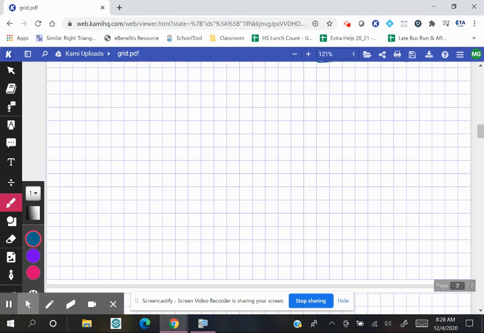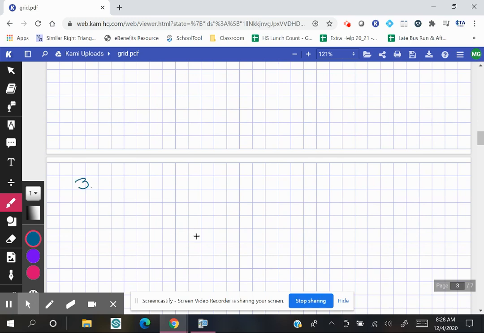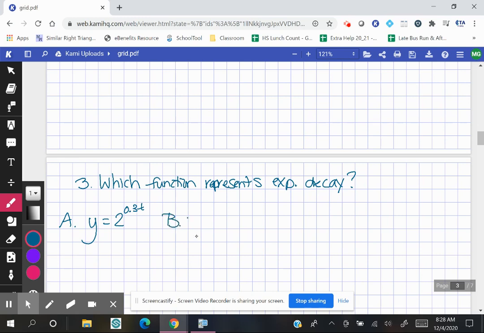Okay, and I'm going to go to the next page for this one. Which function, this is multiple choice again, represents exponential decay? And this one I'm going to give you your choices. A: y equals 2 to the 0.3t. Choice B is y equals 1.2 to the 3t. C is y equals 1/2 raised to the negative t. And D is y equals 5 to the negative t.